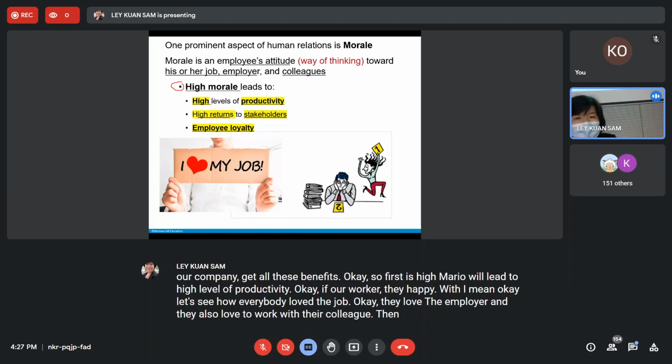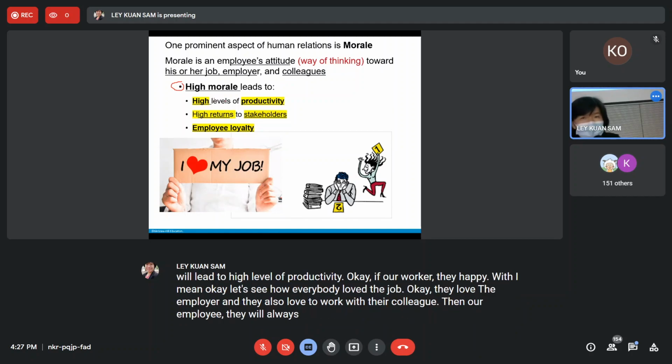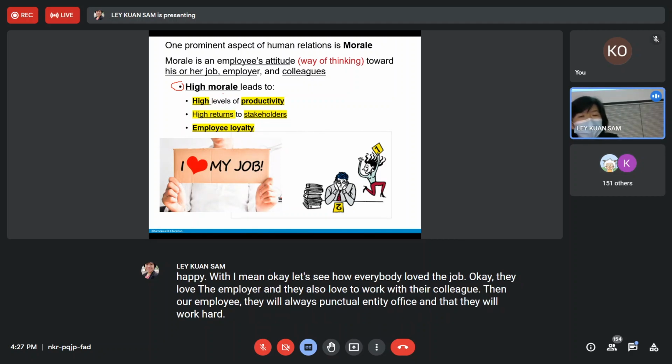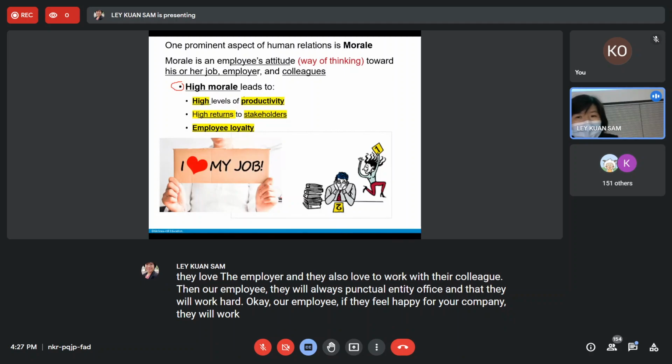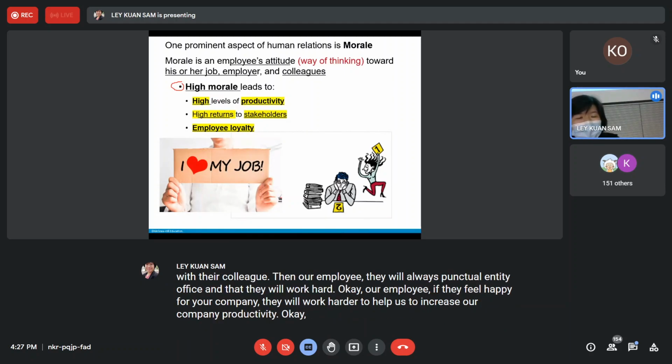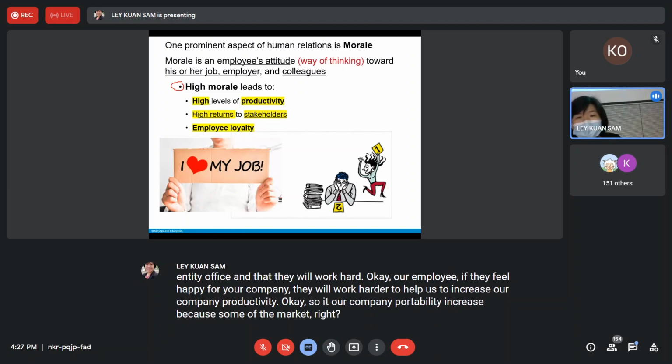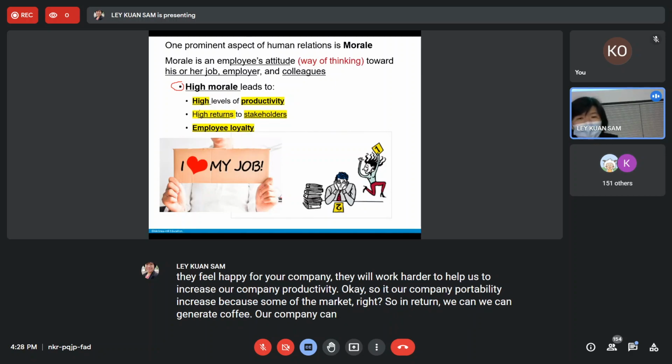Then our employees will always be punctual, come to the office, and work hard. If they feel happy working in our company, they will work harder to help us increase our company productivity. If our company productivity increases, we can sell more product to the market, right? So in return, our company can generate a lot of profit.